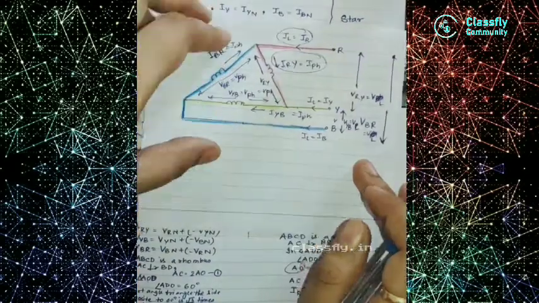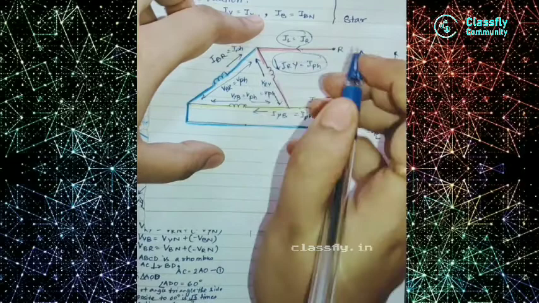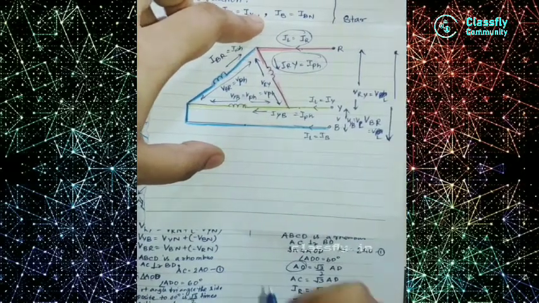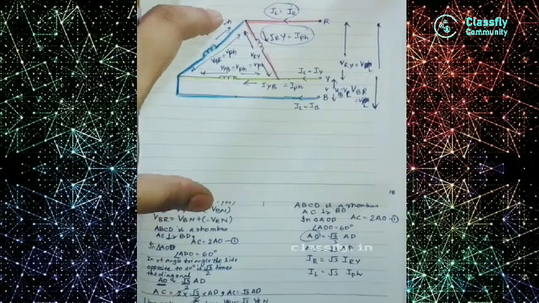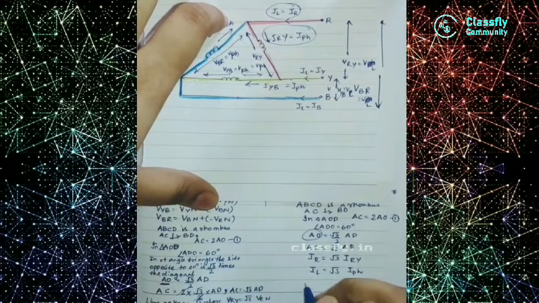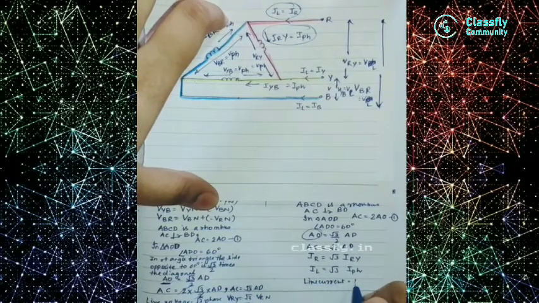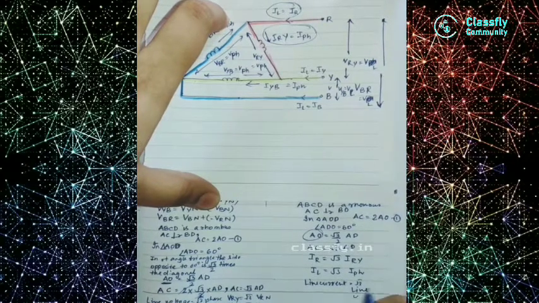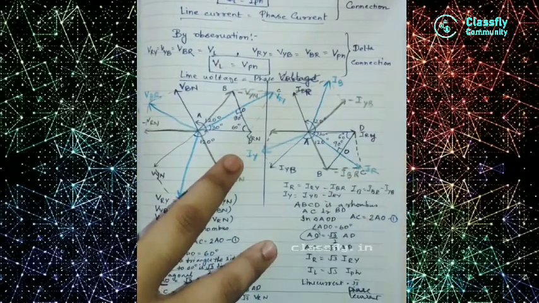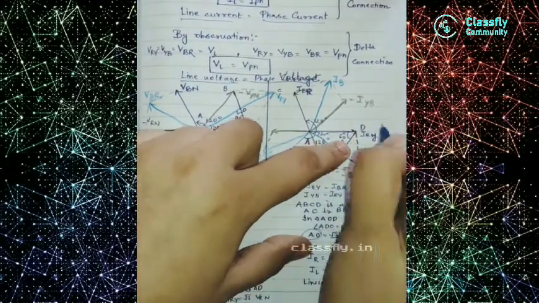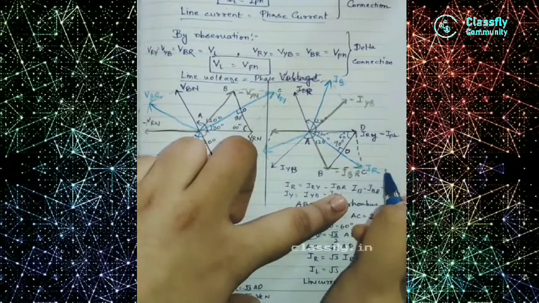According to this delta connection diagram, we know that IR is our IL, that is the line current, and IRY is our phase current. Similarly, as we got for the voltage, that line voltage is equal to root 3 times phase voltage, here we get line current is equal to root 3 times phase current. And here you can see that this is our AD, right? That means this is our I phase, and this is our IR.